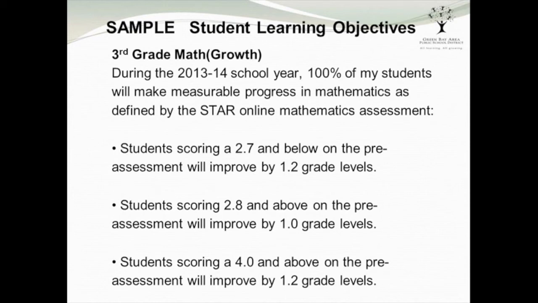During the 2013-2014 school year, 100% of my students will make measurable progress in mathematics as defined by the STAR online mathematics assessment. Measurable progress means students scoring a 2.7 and below on the pre-assessment will improve by 1.2 grade levels. Students scoring 2.8 and above on the pre-assessment will improve by 1 grade level. And students scoring a 4 and above on the pre-assessment will improve by 1.2 grade levels.